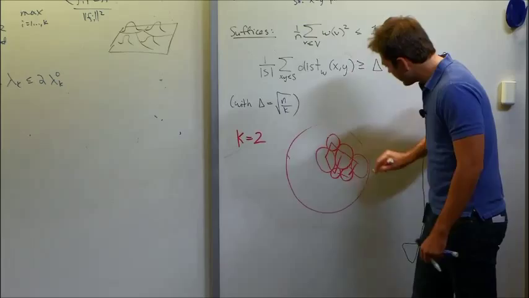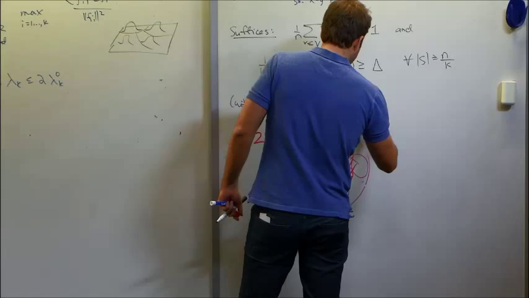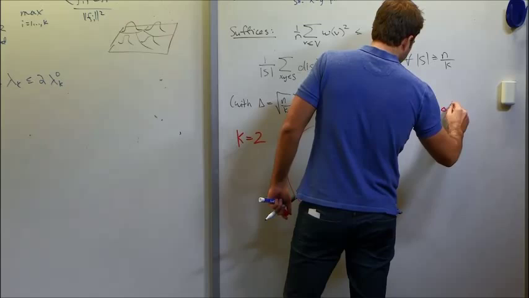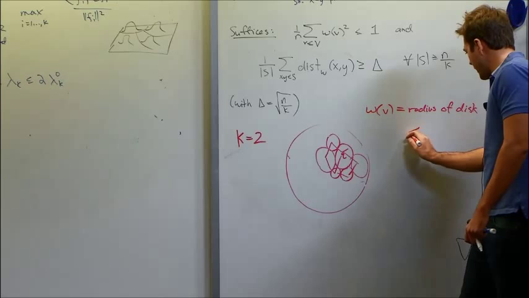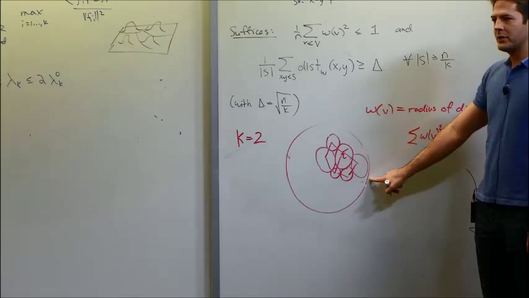I stop for the sake of time. If you set the weight of a vertex equal to the radius of the corresponding disk, then you have a bound on the total volume, right? The sum of w_v squared is at most, this is the unit sphere in R3, so this is at most some constant.